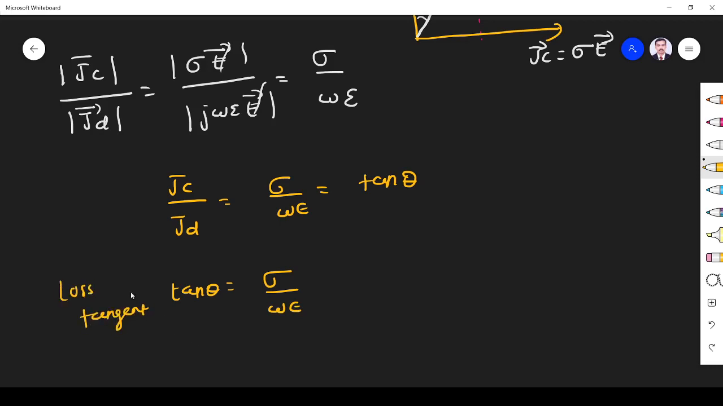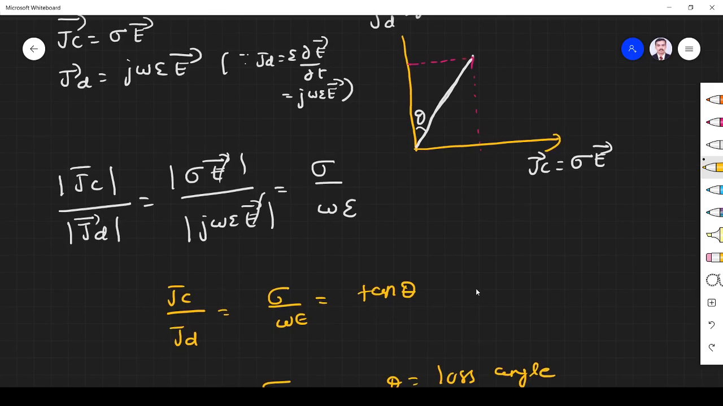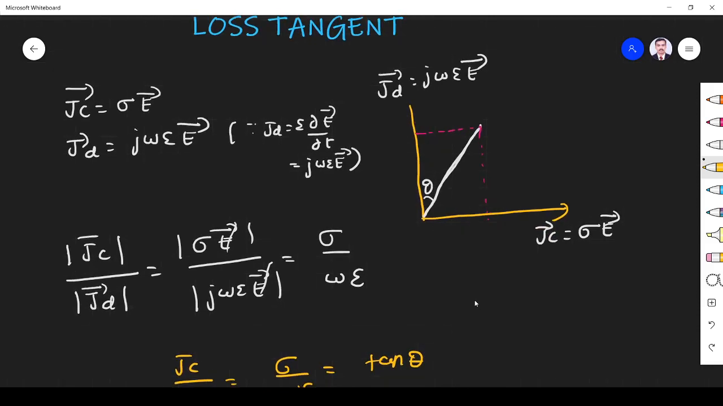So it's a ratio of the magnitude of conduction current density to displacement current density. What is theta? Theta is the loss angle of the medium. Okay, how are we going to illustrate? We see the theta. This is our loss angle. The x-axis represents conduction current density. The y-axis represents displacement current density. Fine.